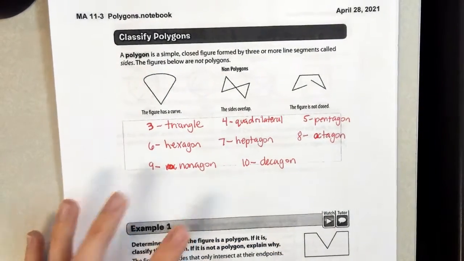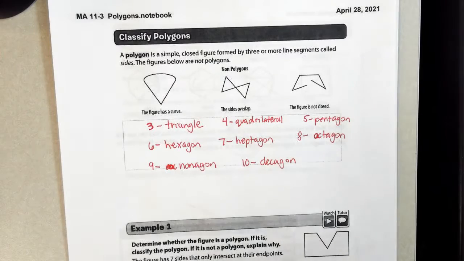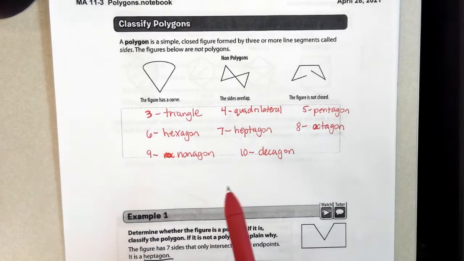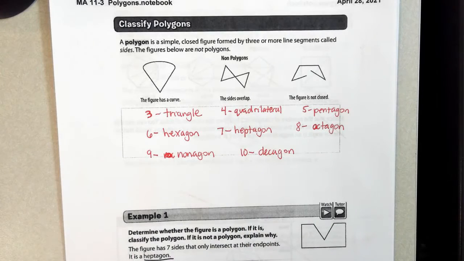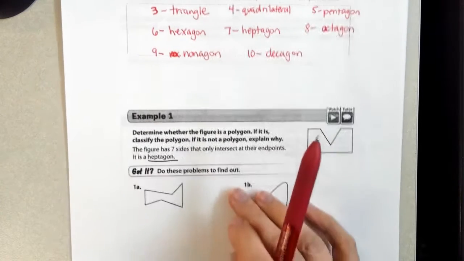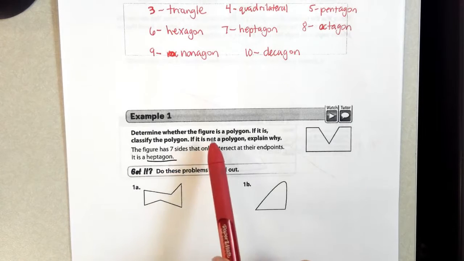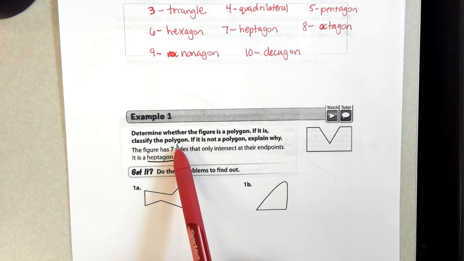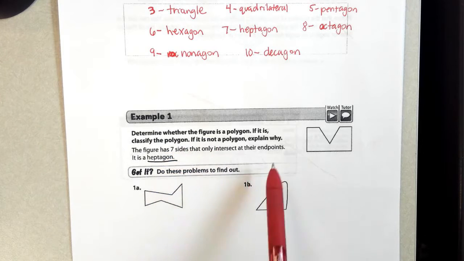Okay? So those are ones that you are expected to know. If it uses one of those words in a problem, you should know how many sides there are. So in our first example, it says determine whether the figure is a polygon. If it is, classify the polygon. If it's not, explain why.